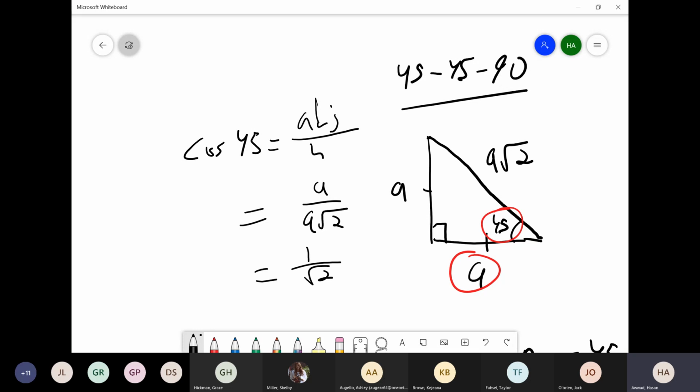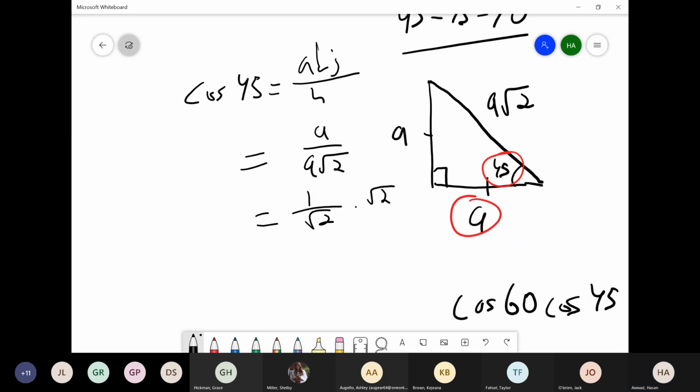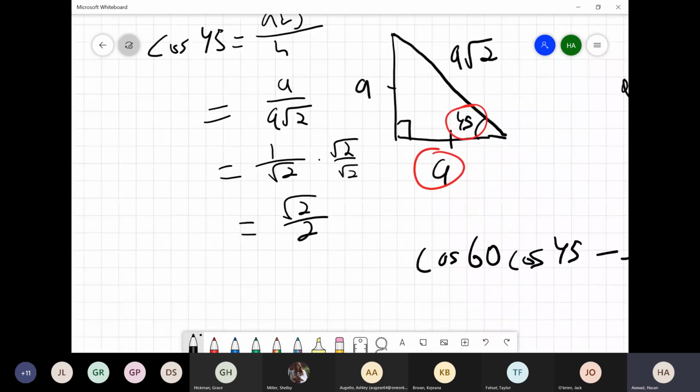And all we have left to do is just rationalize this piece. So rationalizing this, hopefully you all remember how to rationalize. If you don't, start practicing now. So to rationalize, we have the square root of 2 in the bottom. So we know we need to multiply by a square root of 2, but that means, if we're multiplying the bottom, we also have to multiply the top to not change the value. And we end up with square root of 2 over 2, exactly like Shelby said, or exactly like I said from the lecture, however you want to look at it. So in any event, we get square root of 2 over 2 for cosine of 45.